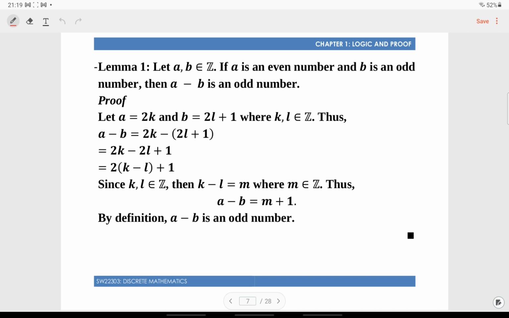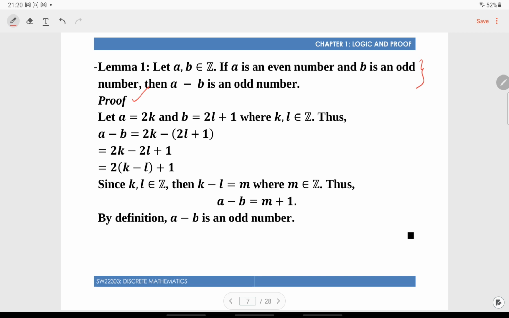So we consider lemma number 1. Let a and b be integers. If a is an even number and b is an odd number, then a minus b is an odd number. This is a statement. In order to be a lemma, it must be proven as a true statement. So we need to provide the proof in order to establish the truth of the statement in this lemma.